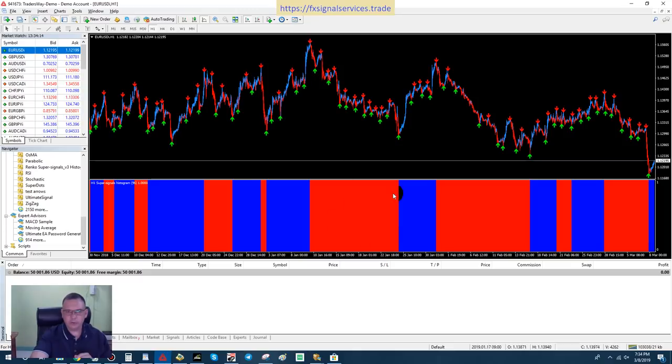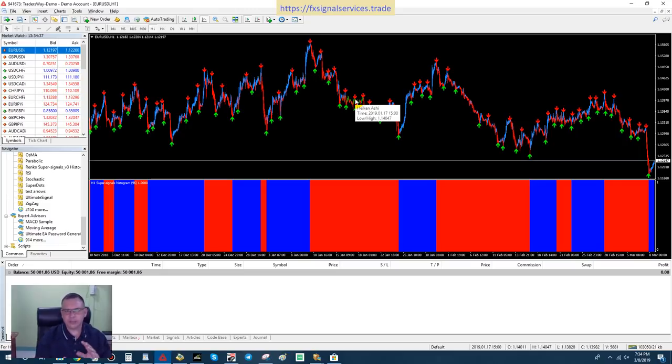If you look right in this area, you have a lot of red arrows. Those are the only ones you want to be trading because you have a red histogram down here. The green arrows you would ignore. And you also have the Heikin Ashi, the red or blue Heikin Ashi candles, to help confirm your point of entry.